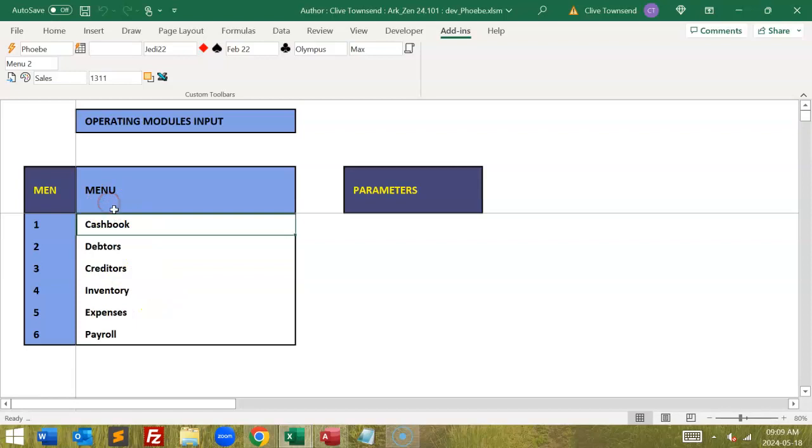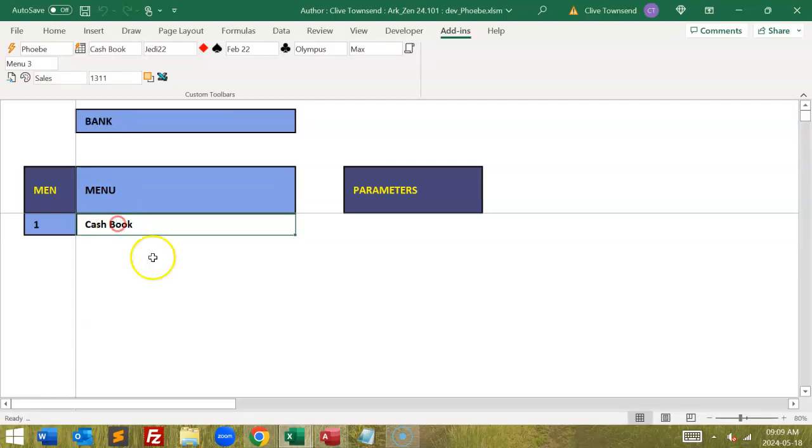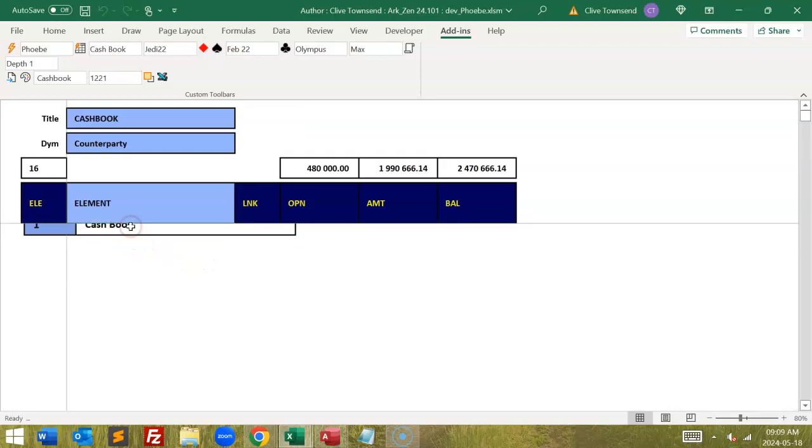That's the inputs. Now we come back to the debtor side, to reports. On the output side, it's very simple. We just have the one file. This is your cash book, which brings all of those items together. Let's go and have a look here. I'll drill down into it now.